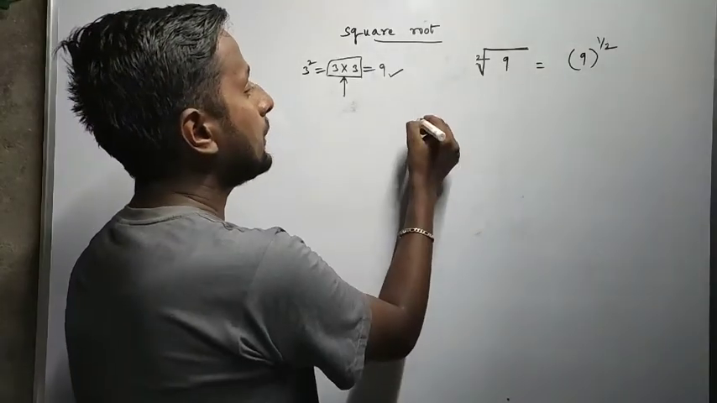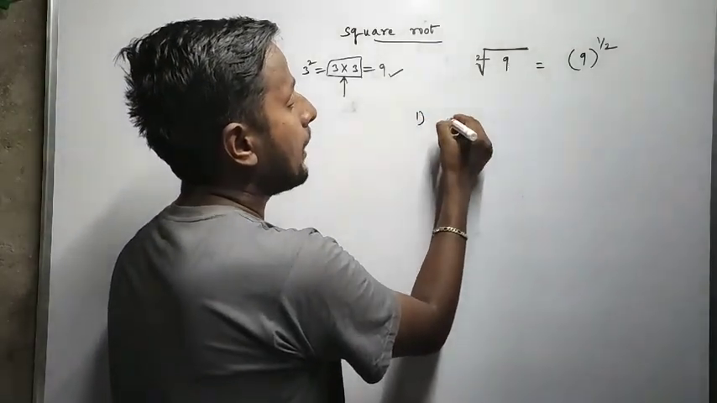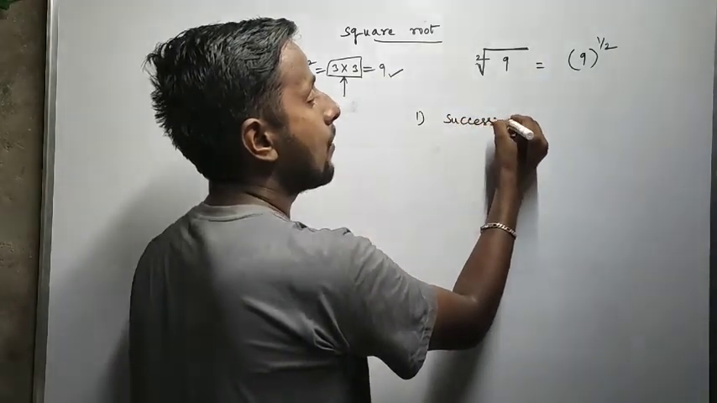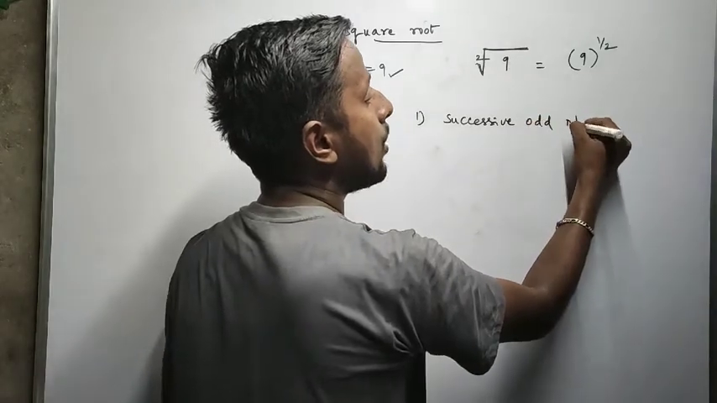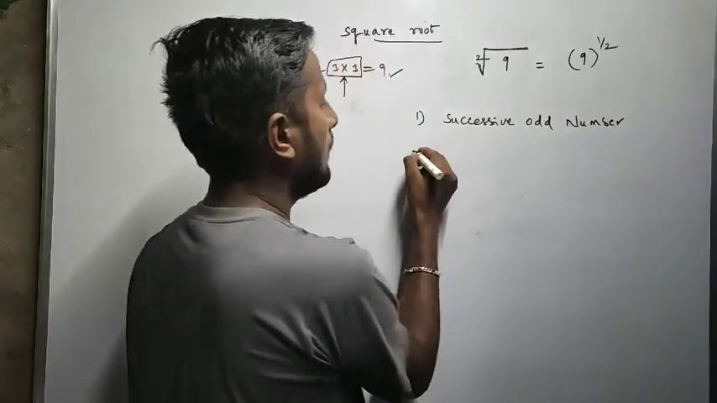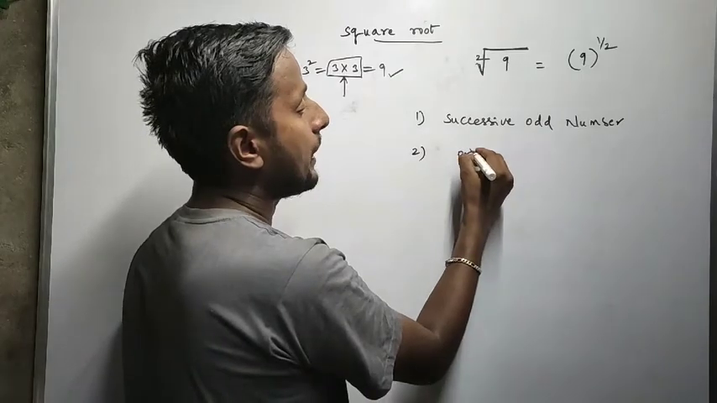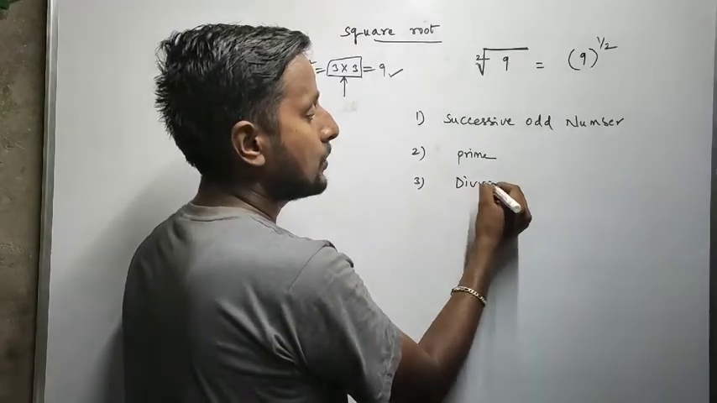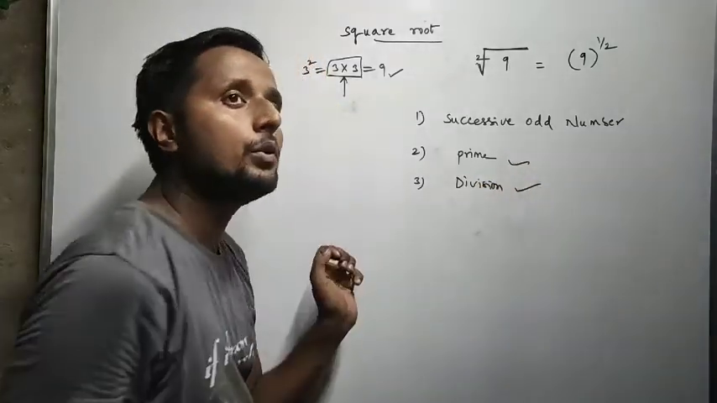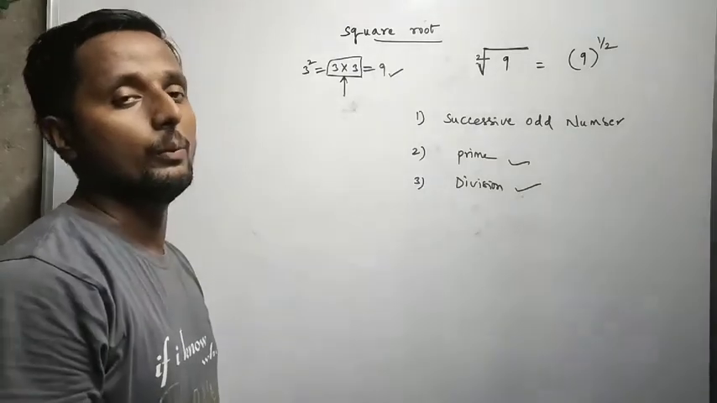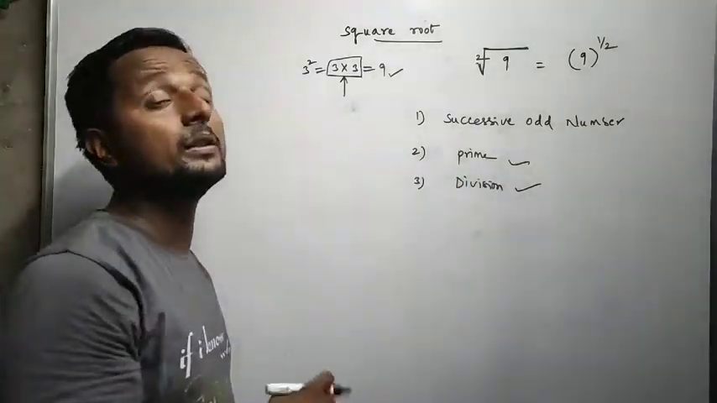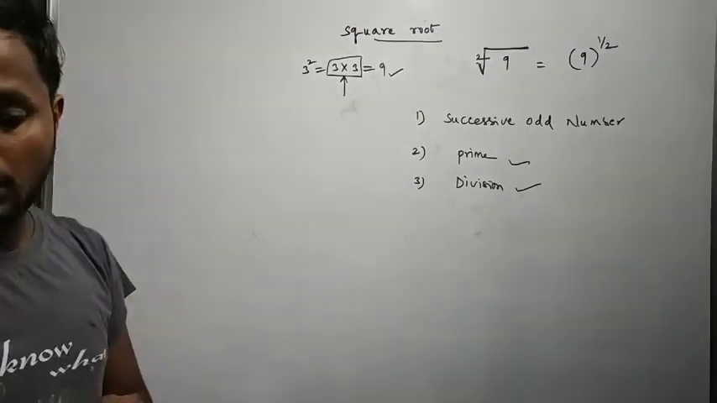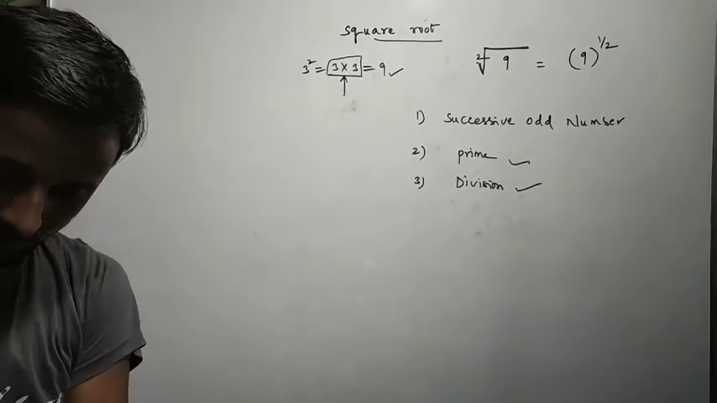So in total we have 3 methods. The first is finding square root by subtracting successive odd numbers. The second one is the prime factorization method, and the third one is the division method. Mostly these two methods are very convenient to find the square roots of any number. Prime factorization is better, and the division method is very good for larger numbers also. Okay, so first we will see successive odd numbers.